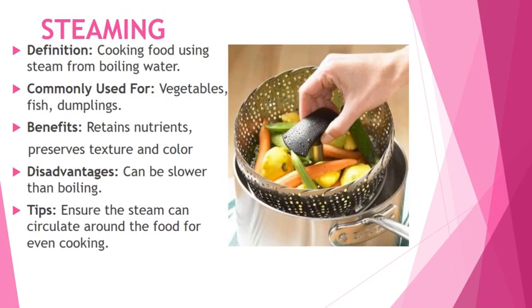So let's look at steaming, learners. Steaming is basically cooking food using steam from boiling water. This is whereby you boil water in a pan, then you place the food to be steamed on top of the water. We can mostly steam vegetables, fish, and dumplings.